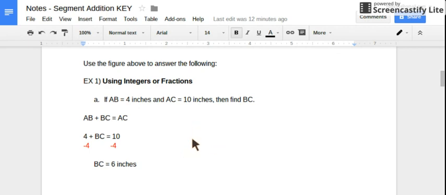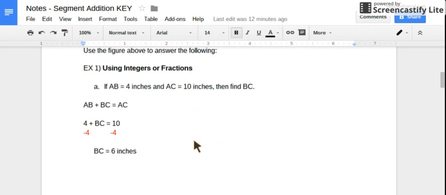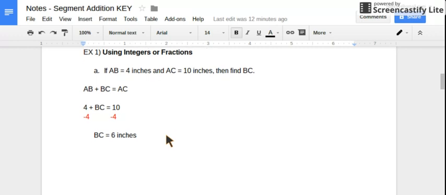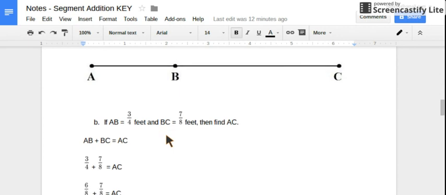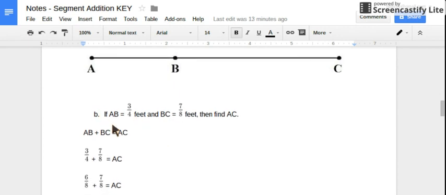Now in these easier examples, you probably do it in your head, but practicing setting it up and getting used to that will help you when the problems get a lot more complicated. Let's do one more with a fraction. This time we're told the distance from A to B is 3/4 of a foot, and the distance from B to C is 7/8 of a foot. So let's find the distance from A to C.